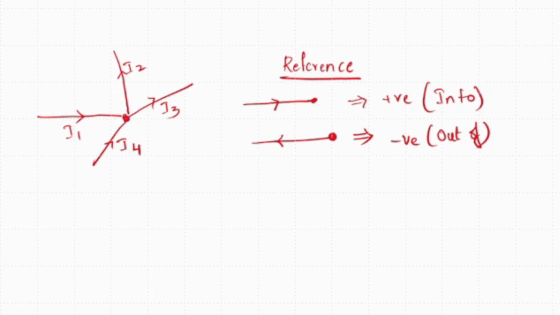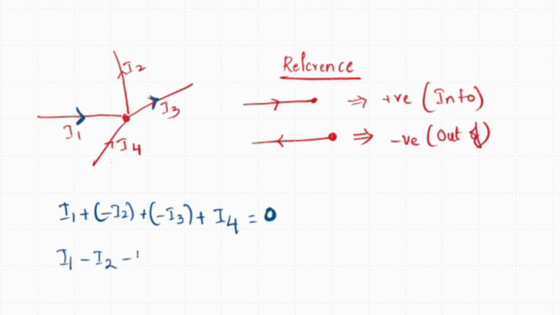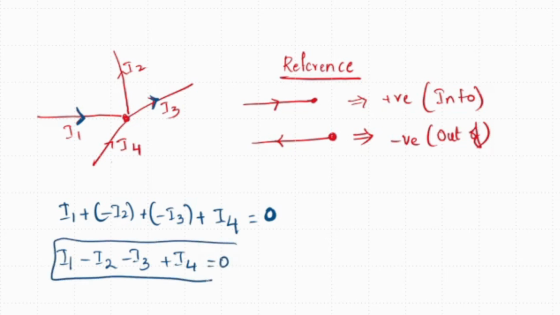Now for the current I1: it flows into the node, so positive. Plus I2, which flows out of the node, that is minus I2. Plus I3, which flows out of the node, so minus I3. Plus I4, which flows into the node, so plus I4, which is equal to 0 according to KCL. Therefore it is I1 minus I2 minus I3 plus I4 is equal to 0. I hope KCL is clear for you, right?